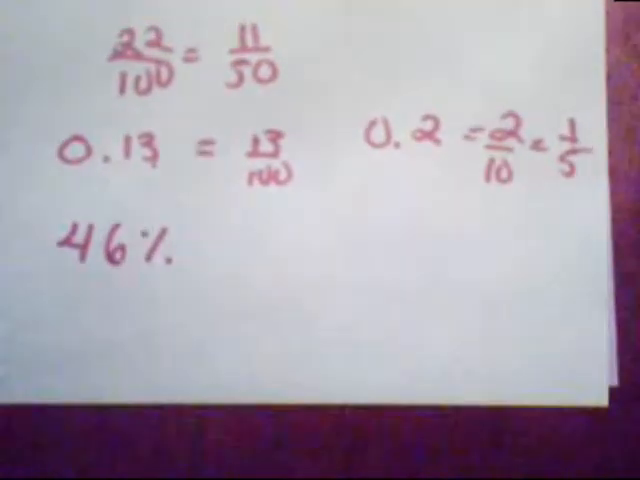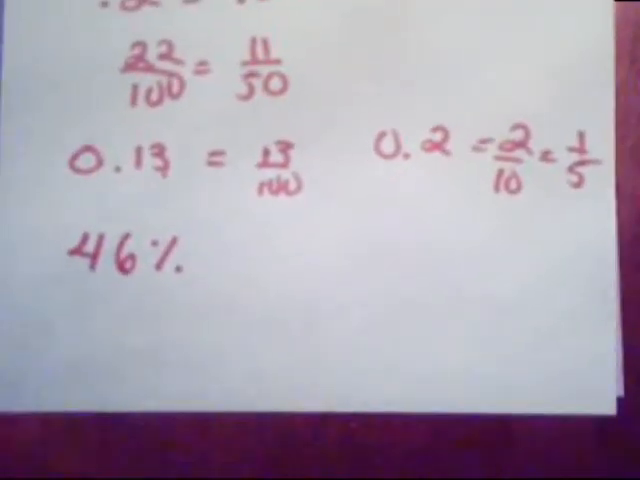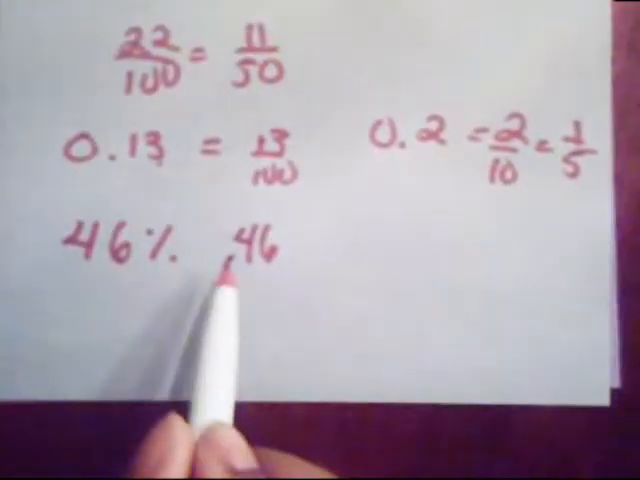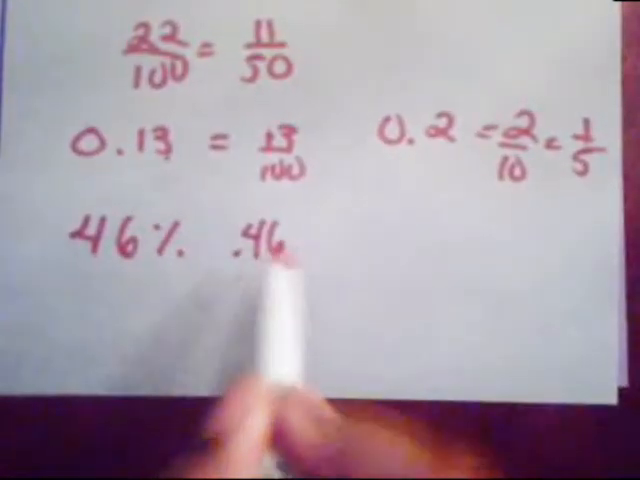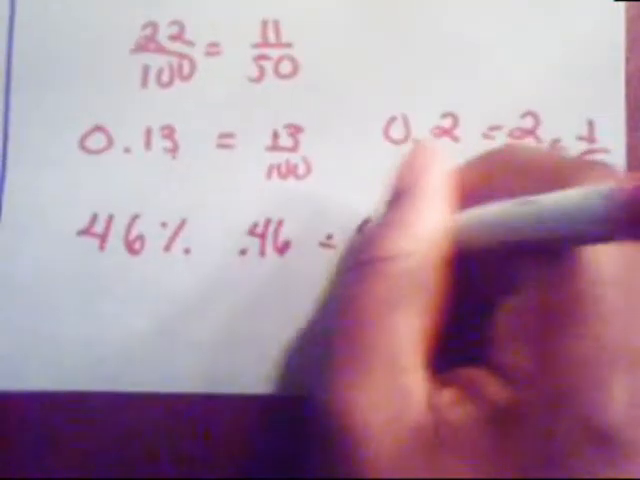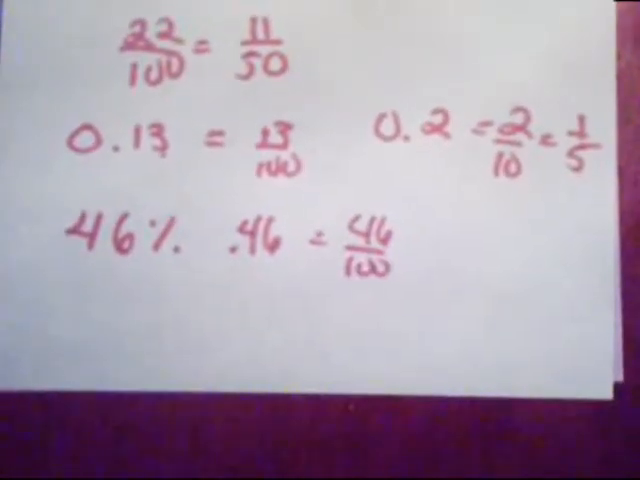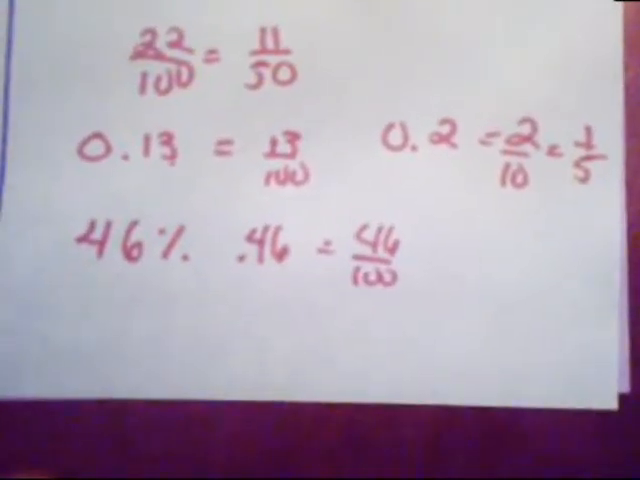All percents are rational. 46% is a rational number because I can turn it into a decimal and then turn it into a fraction. 46% as a decimal will be 0.46, and this is 46 over 100. We know that's rational because we can turn it into a fraction. And guys, don't forget, like I said, all terminating decimals.